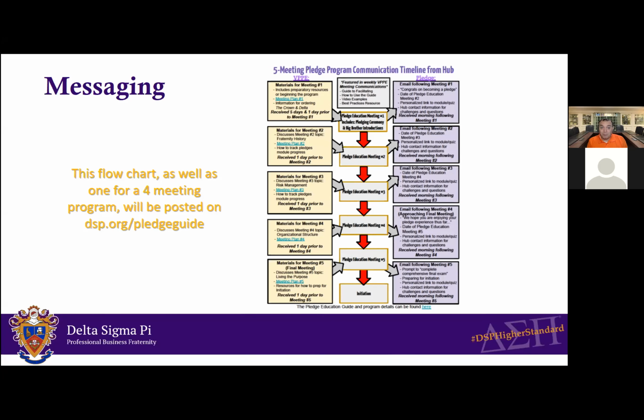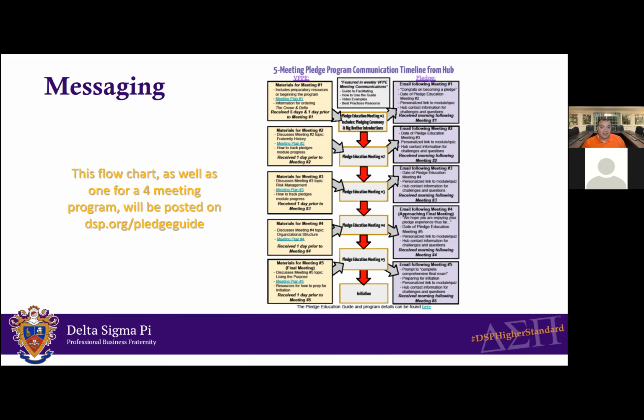If that report is not submitted, then pledges will not receive any messaging, and they won't get their personalized links to access the modules. Following each meeting, pledges should receive an email the next morning, which will include the date of their next meeting, as well as their personalized link to the next pledge education module. If there are any changes in your meeting dates, please communicate them to the central office by emailing hub@dsp.org so we can get those updated, since it will impact the timing of when that messaging goes out.